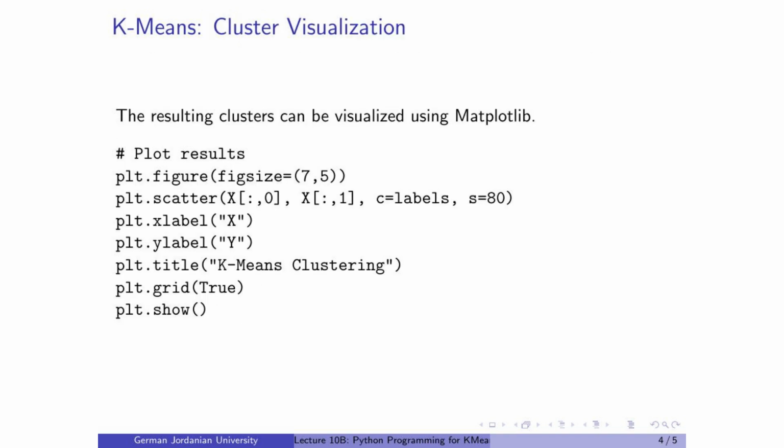Once the model is trained, we can visualize the clusters. This plot shows the data points on a two-dimensional plane, and each color represents a different cluster. Plotting the clusters is very useful because it allows us to understand how the algorithm grouped the points based purely on distance. Here we use matplotlib to create a scatter plot, label the axes, and turn on the grid so the structure is easier to read.